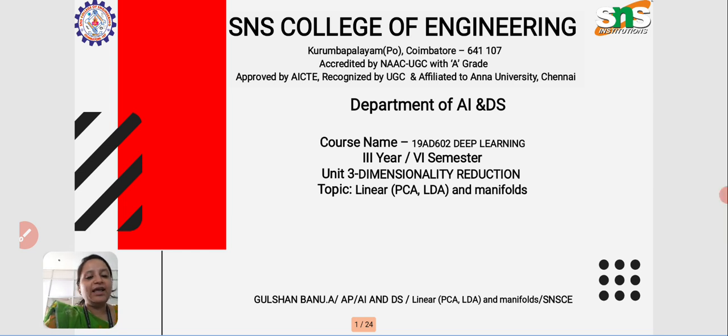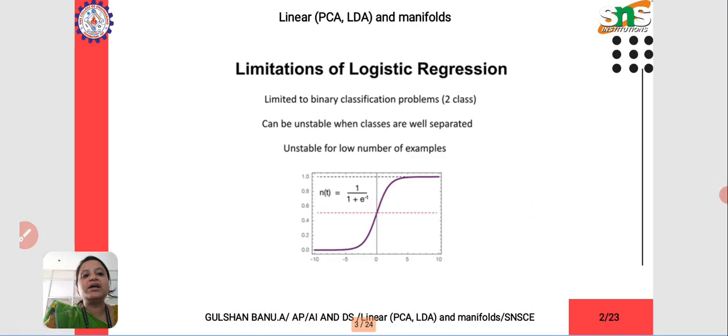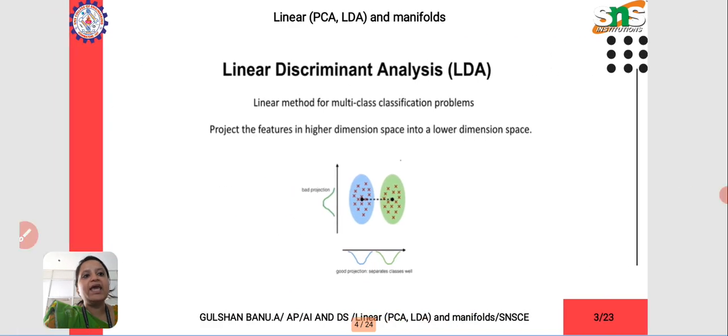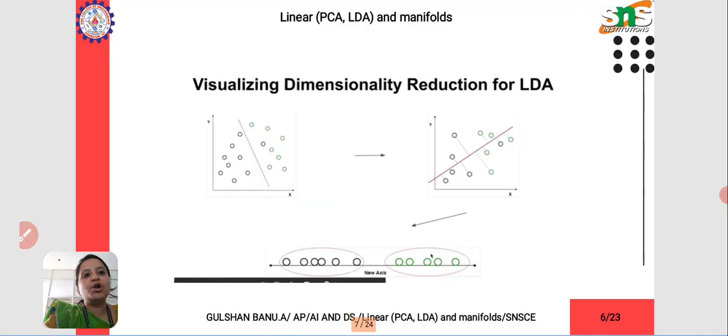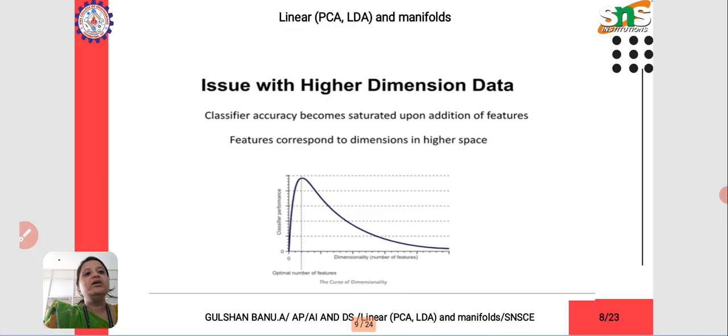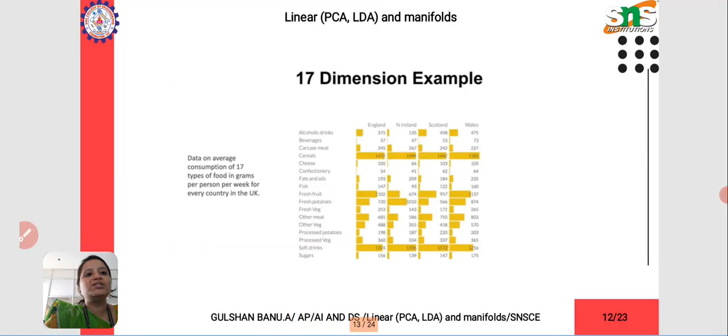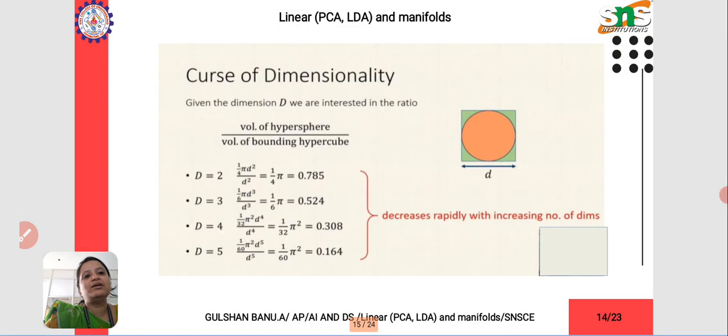Hope you're doing great. In continuation of the previous video, I'm here with the same topic, and I'm going to explain some of the other concepts related to LDA, PCA and manifolds. In the previous class we saw the limitations of logistic regression, what LDA is and how it is plotted, the dimensionality reduction process, and what PCA is all about, with some simple examples related to it.